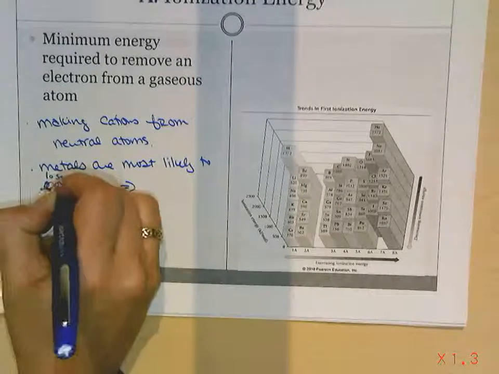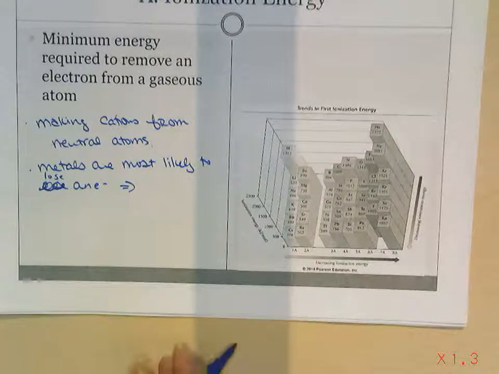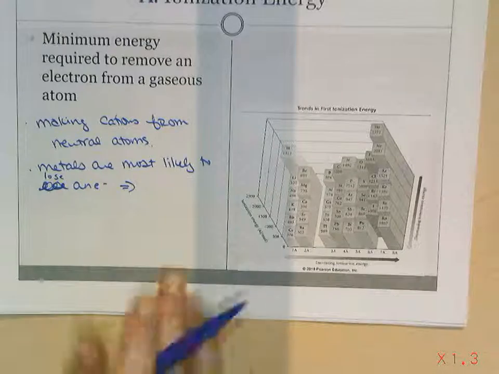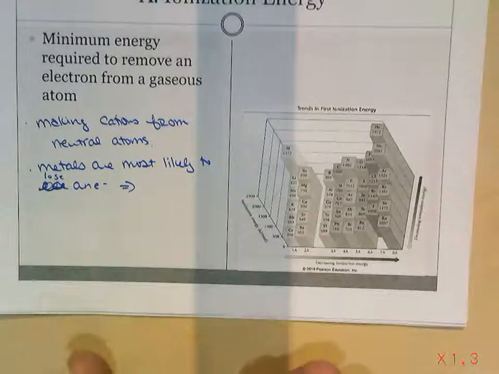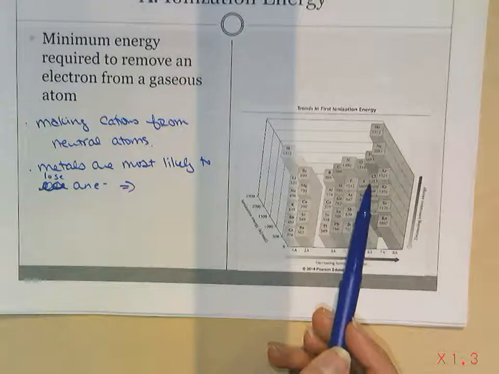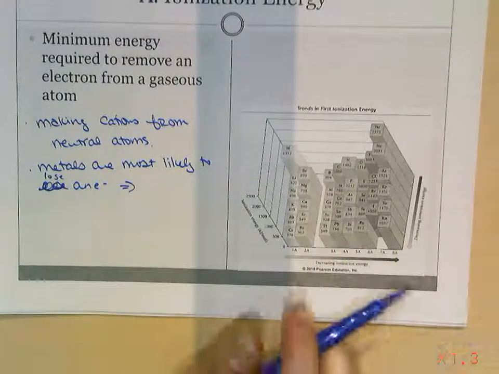All right, metals are more likely to lose an electron. So how much energy will it take for sodium to become sodium plus 1? Not very much. It wants to be sodium plus 1. What about how much energy it should take chlorine to become chlorine plus 1? A lot. Chlorine doesn't want to lose an electron. So that's what this table is showing.